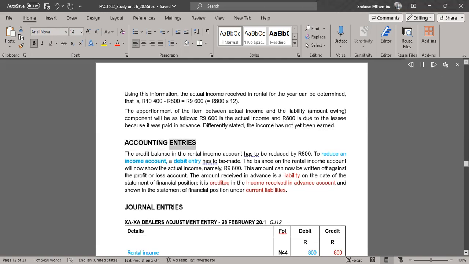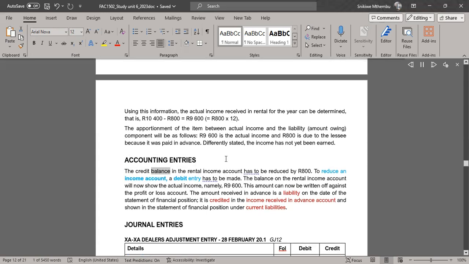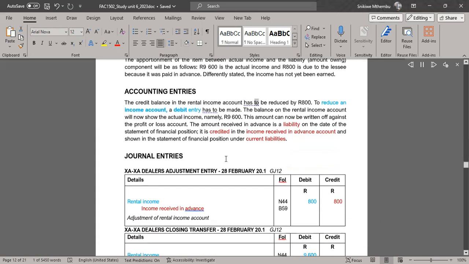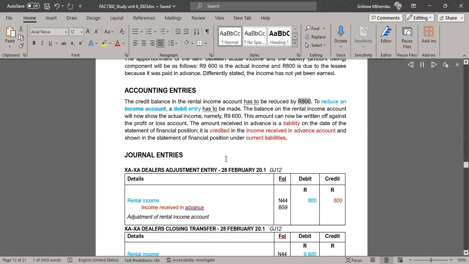Accounting entries. The credit balance in the rental income account has to be reduced by R800. To reduce an income account, a debit entry has to be made. The balance on the rental income account will now show the actual income, namely, R9,600. This amount can now be written off against the profit or loss account.